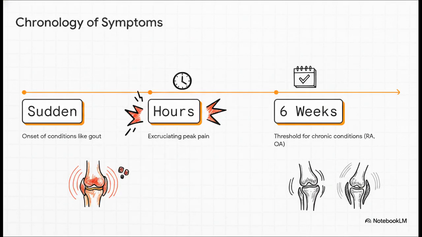Timing is everything here. Establishing the chronology gives us massive clues. You want to track the evolution of the symptoms. Does the pain peak super suddenly overnight, like in a gout attack? Or has it been hanging around past the 6-week mark? Because crossing that 6-week threshold points us toward a chronic issue like rheumatoid or osteoarthritis. It completely pivots your diagnostic path.